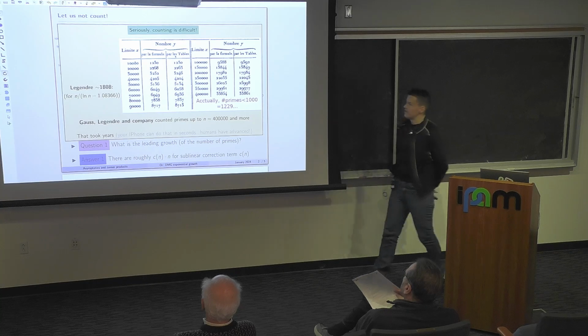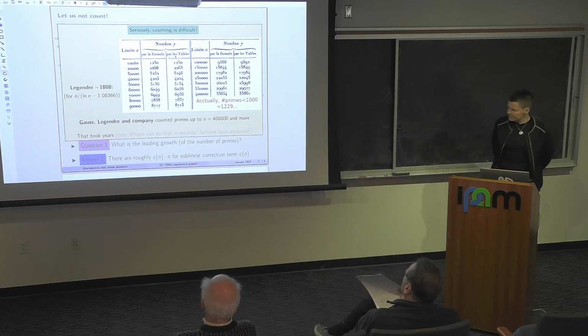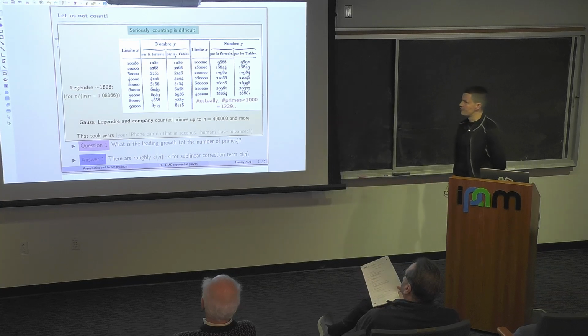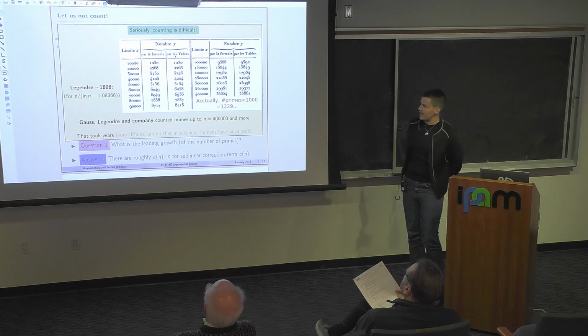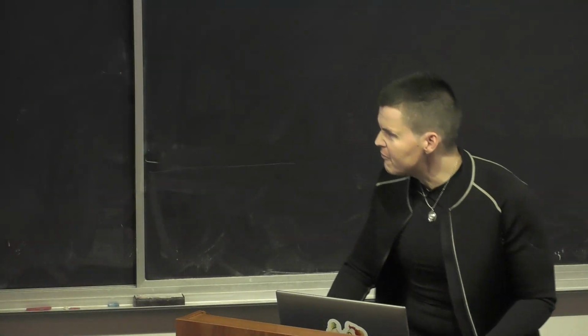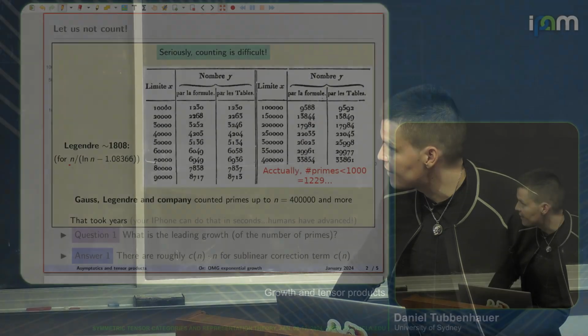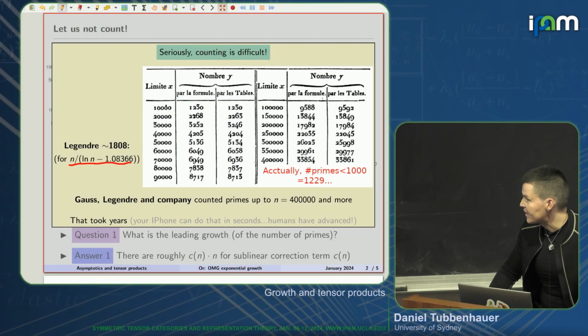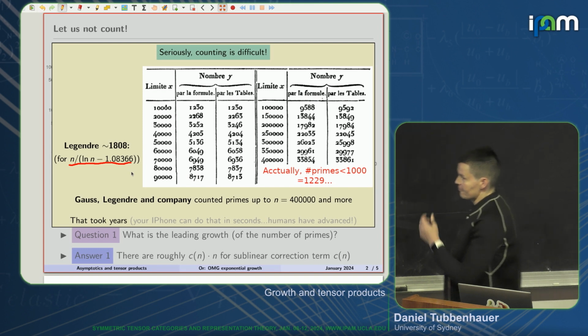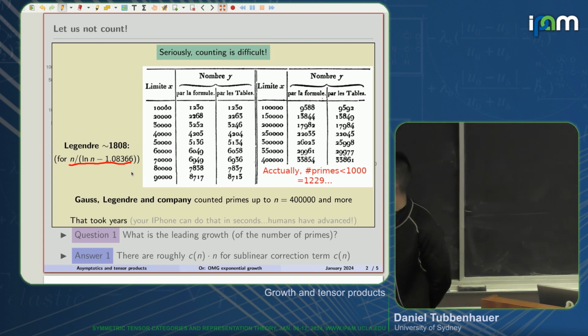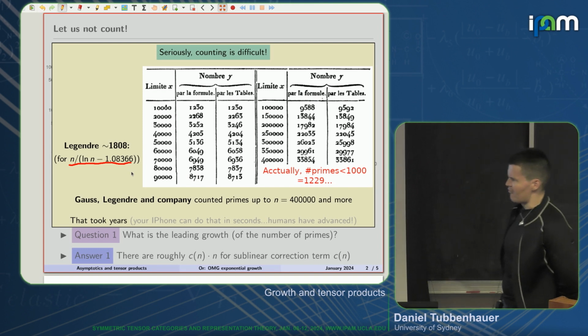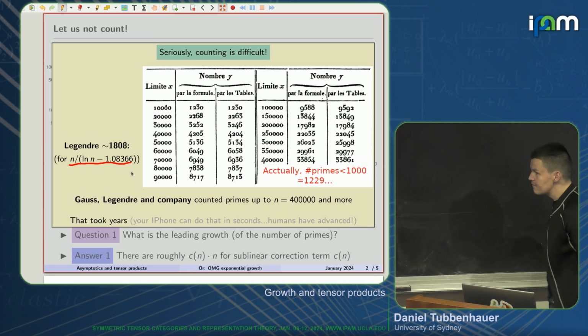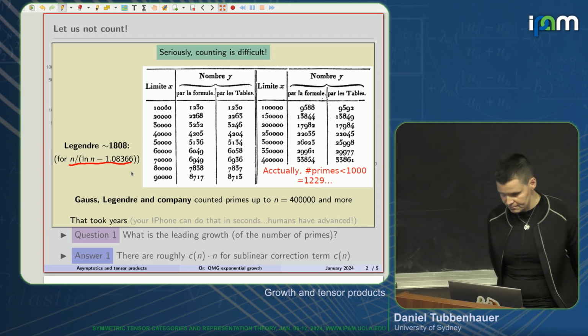There's a typo in one of Legendre's books. And they were trying to find out what's going on. And Legendre was guessing actually this value here, which essentially said Legendre got answer 1 correct, but answer 2 wrong. So Legendre was thinking that the prime number theorem should have a correction term of minus 1.808. Turns out to be not true.